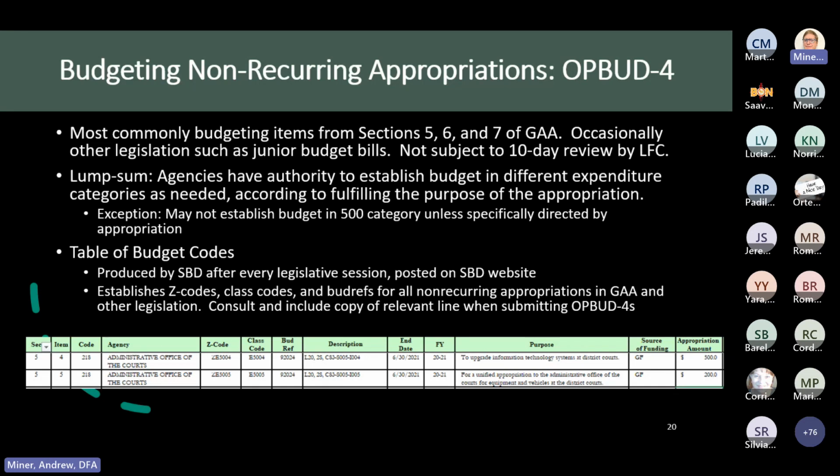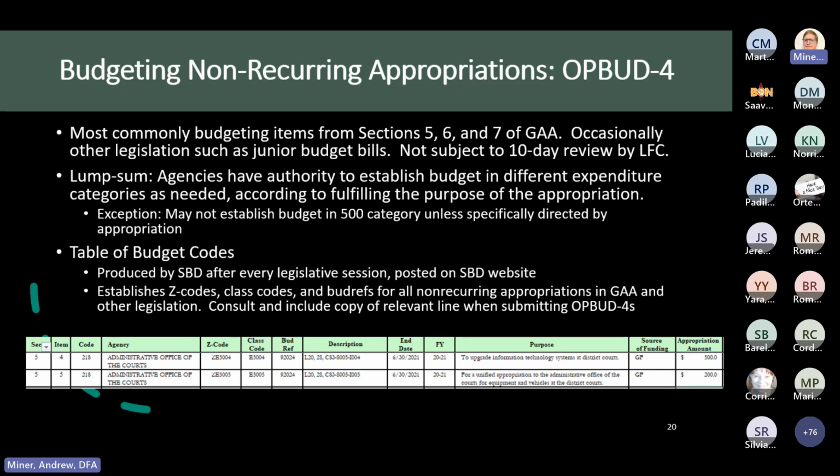So all that stuff in sections 5, 6, and 7 that we talked about this morning, and also other legislation like the junior bill, those are budgeted through an OPBUD 4. These are not subject to any sort of 10-day review by the LFC, because all you're doing here is setting up the budget for something that was already appropriated and approved by them. You're not changing anything.